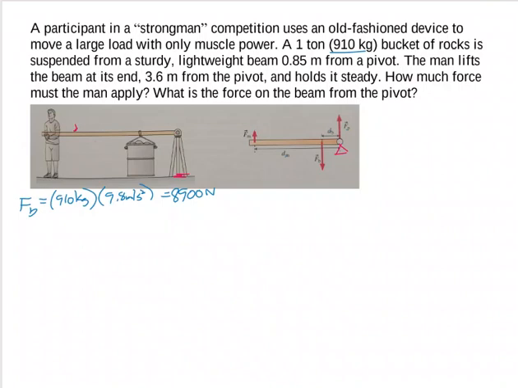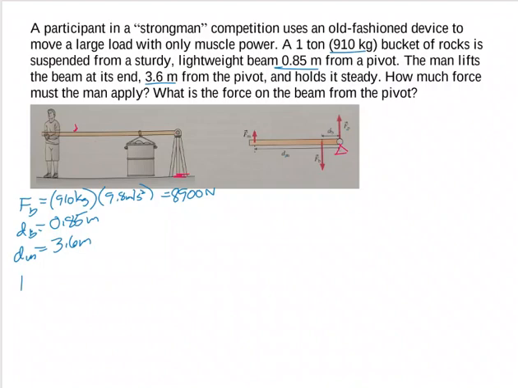Now, the distance of the bucket, so D sub B, we're told, where is it? 0.85 right here from the pivot. So D sub B is 0.85 meters. And now the distance of the man, here it is right here. The distance of the man is 3.6 meters away from the pivot. So everything, notice, is in terms of the pivot. How far away are we from the pivot? And why would we be doing that? Because the pivot's the origin. So we're calling the pivot the origin, and that's where the torque is originating from, okay?